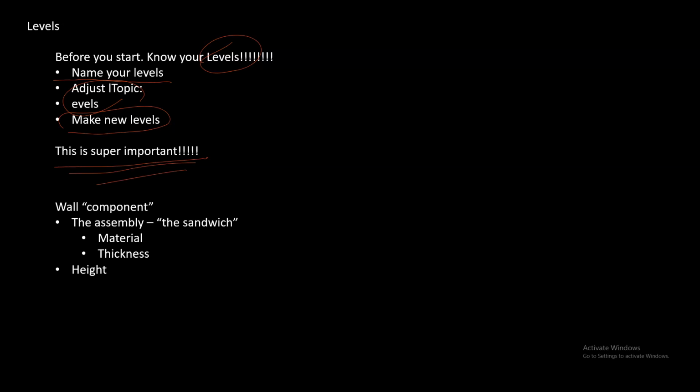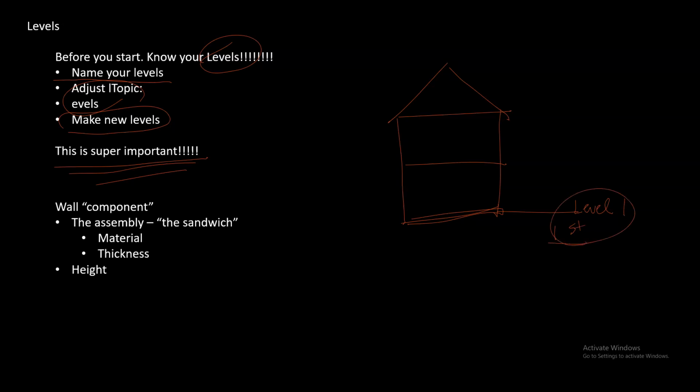So what are levels? You can think of levels as floors. If you have, let's say, a 2-story building that you're working on, let's say this is a house here, and there's a floor here and another. This bottom floor could be called level 1, or you can call it first floor, whatever you want to call it, but that's a level. Then your second floor will be another level. And then you could have a roof level.